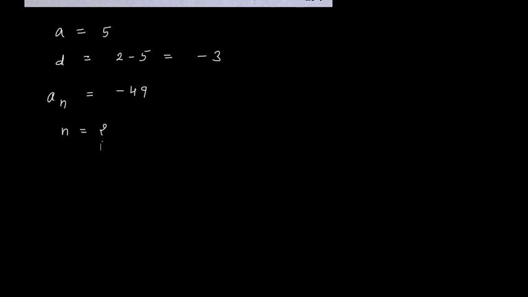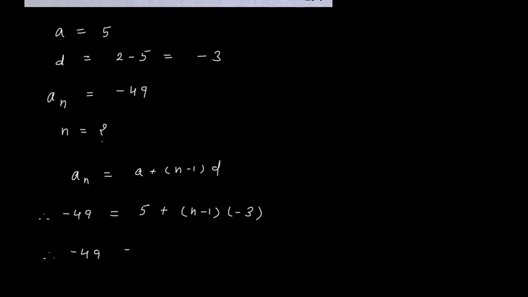An is minus 49. So let us write the formula for an. We have an is equals to a plus n minus 1 times d. So therefore here an is given minus 49. So I will write minus 49 is equals to, the value of a is 5 plus n minus 1. The value of n we don't know. The value of d we know, it is minus 3. So therefore you can say that this minus 49 is equals to 5. Here we open the bracket, it is minus 3n, and here it is plus 3.